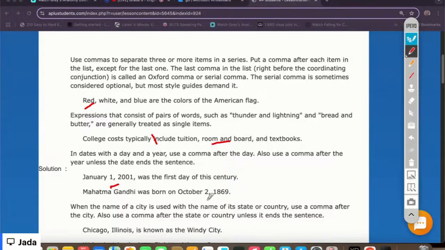In this situation, it's different because it ends the sentence. So you don't need to add a comma after the year. Okay? Just put your comma in between the day and the year.